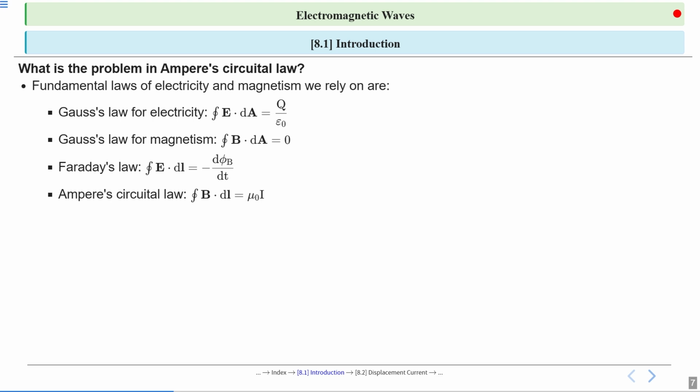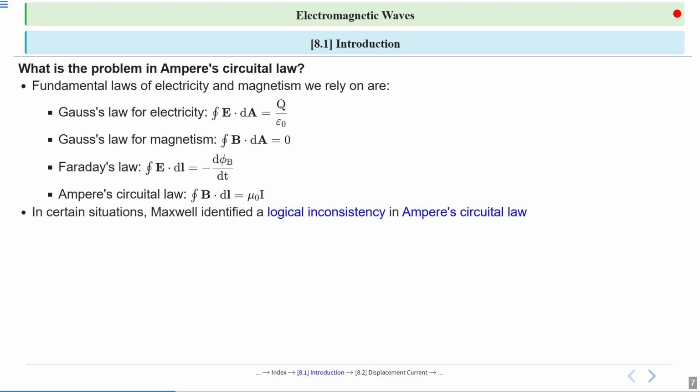So what was the problem with Ampere's circuital law? We are going to discuss in detail. In certain situations, Maxwell identified a logical inconsistency in Ampere's circuital law. He identified some discrepancy, something missing in it. Ampere's law violates the principle of charge conservation in the charging capacitor.